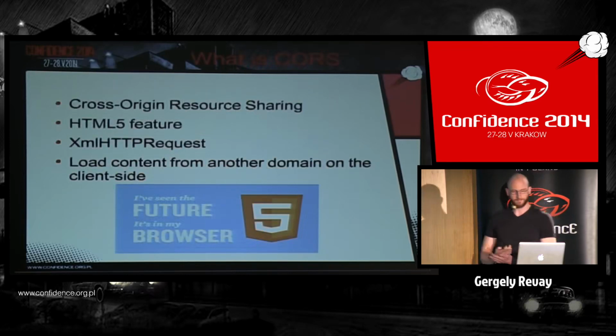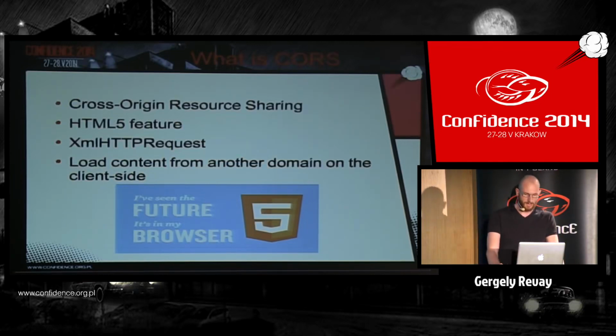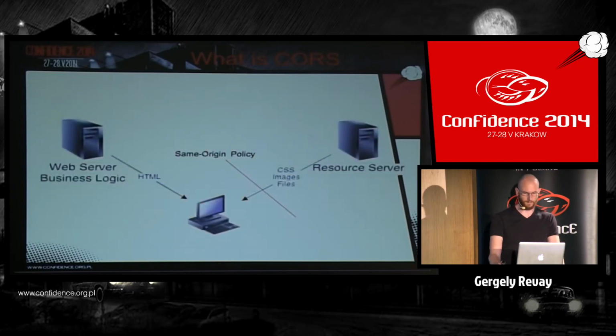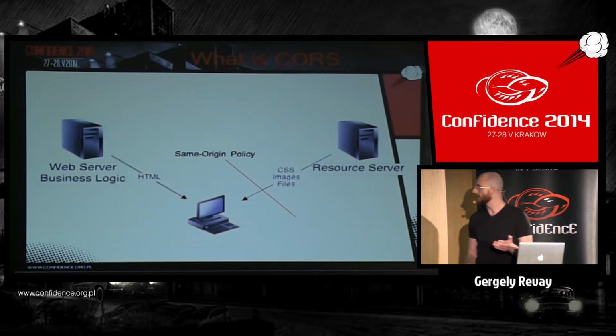So, what's CORS? CORS is an HTML5 feature. It's partly a feature in a browser, partly in a server, and it's part of the XMLHttpRequest that you use in JavaScript. The whole idea is to load content or resources from other domains than the one where you run your script at the time. It's because before CORS, that's what we had.